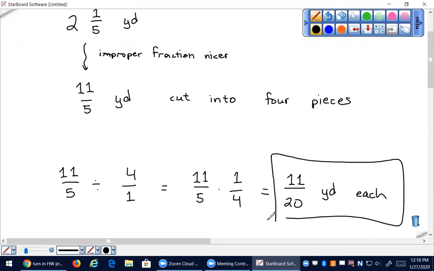So your numbers will be different with the actual one, but these are the steps. First, we're going to say mixed numbers are ugly. I want an improper fraction. And then you're going to divide it by however many pieces it is.